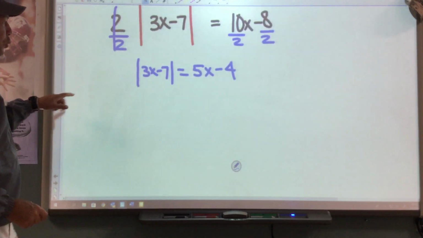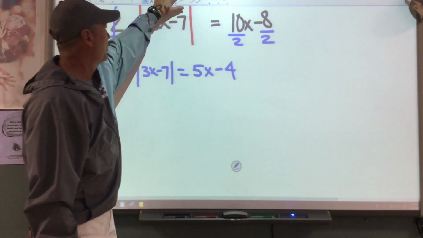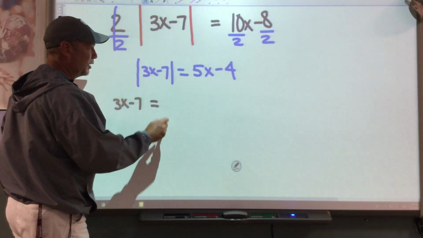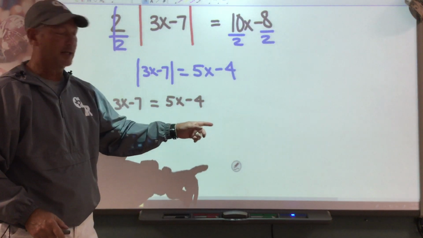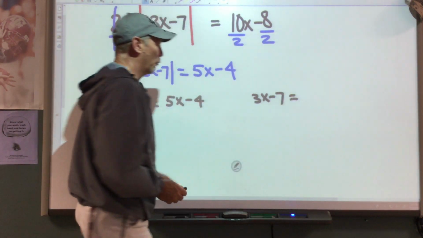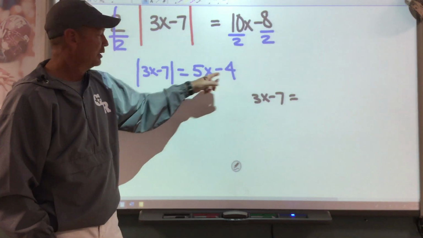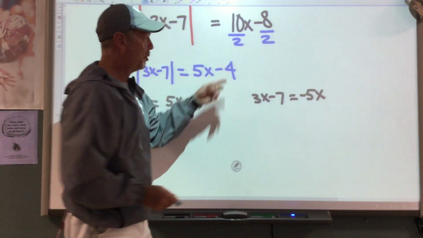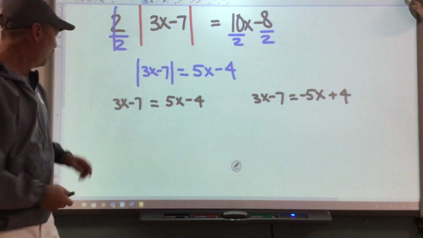Now in this case, we're going to work it two ways. First time, we're going to do it the same way we see it. We're going to say 3x minus 7 equals 5x minus 4. The second time we work it, remember what we have to do: you have to take the opposite and take the opposite. So the opposite would be a negative 5x. The opposite would be a positive 4. Now we're going to solve these problems.